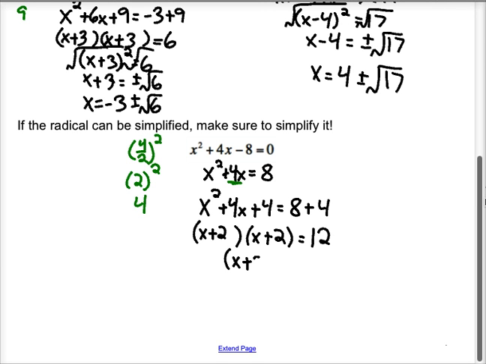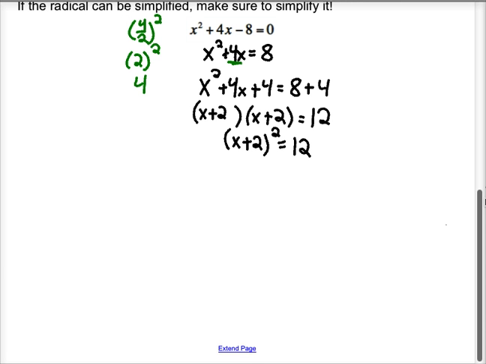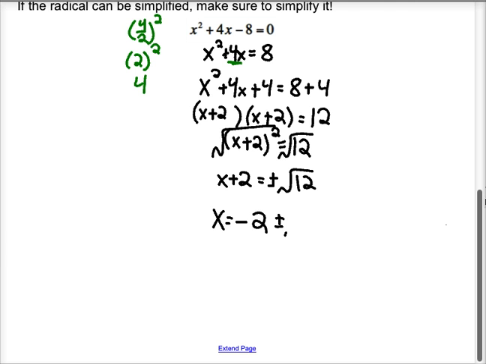Because these are the same, I'm going to write them as a single term squared. And now that I have it written that way, now I can square root both sides. Well, square rooting a square just leaves me what I had inside the square, and then plus or minus the square root of 12, and subtract the 2 over.